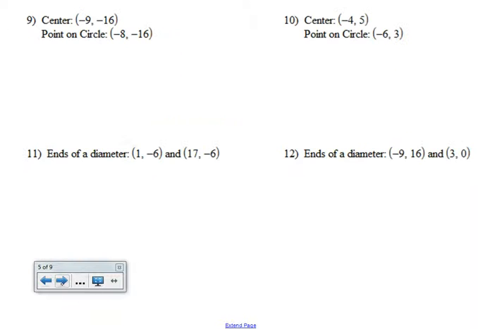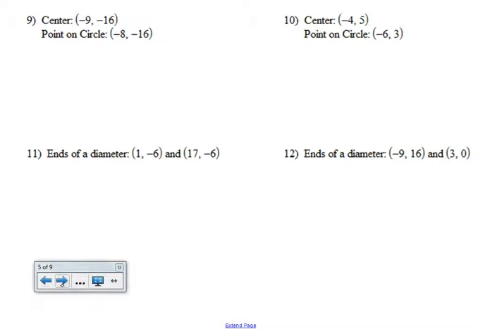So again, that's not hard enough for us. We need to bump it up another level. Two items that I need in order to write the equation of a circle: I need to know the location of the center, and I need to know the length of the radius. When I look here at number 9, I see the center is located at -9, -16. And then the other thing they tell me is that it goes through the point -8, -16. The definition of a radius is the distance from the center to the edge of a circle.